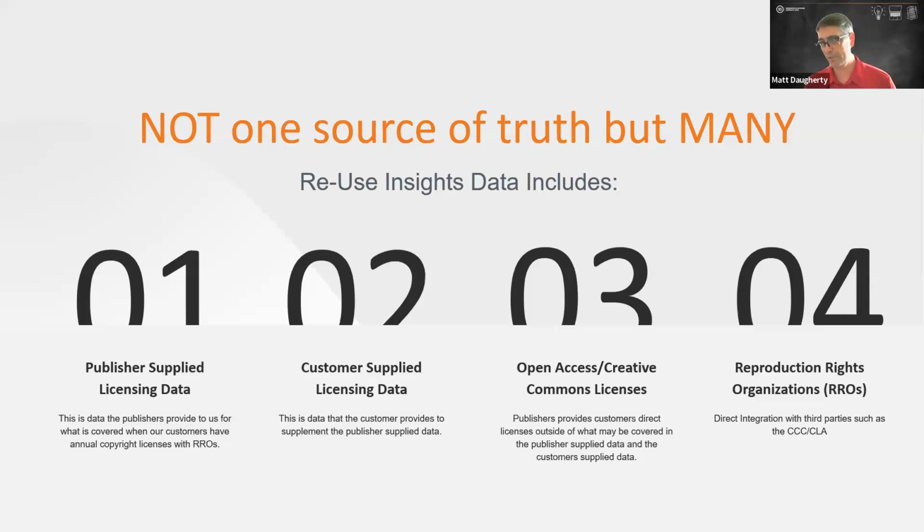And the great thing about the Reuse Insights tool is that it is not just a single source of information regarding the reuse that your organization has access to, but as you can see, many sources of truth. The first being the publisher-supplied licensing data. This is actually data that's coming to us directly from the publishers. And so when your organization has an annual reuse license, they are allowing us to know which publications, which articles are going to be able to be reused by your users and how they can be reused.